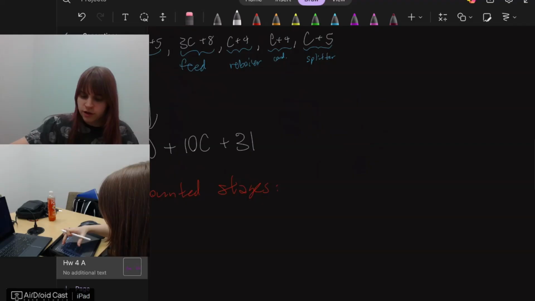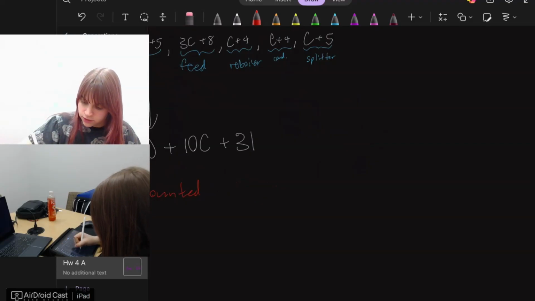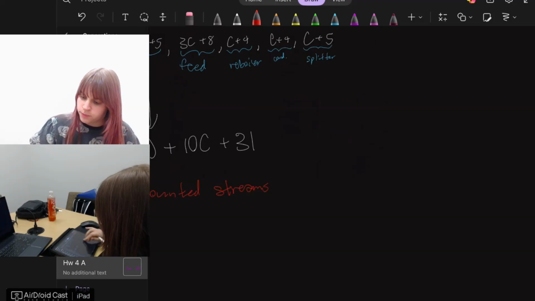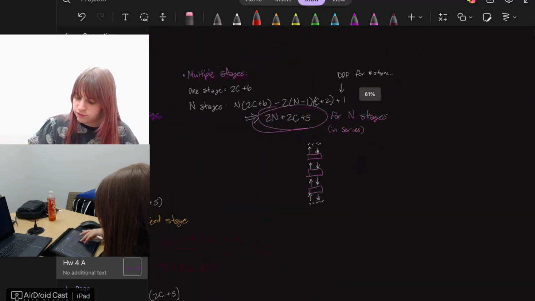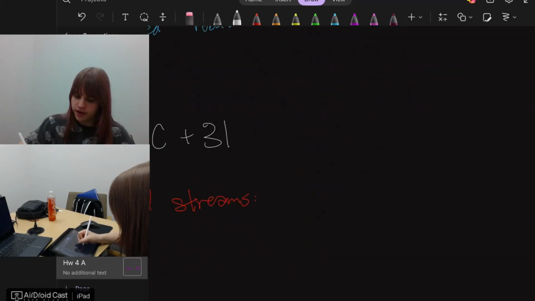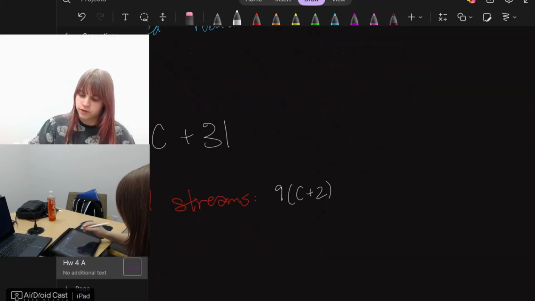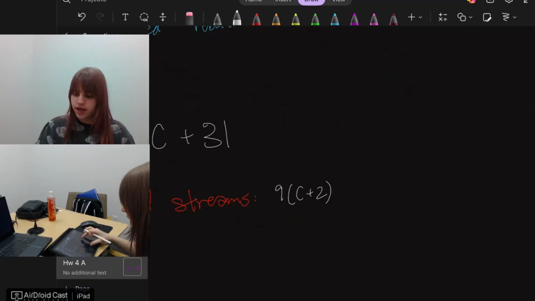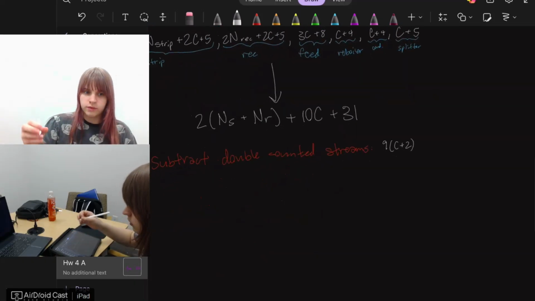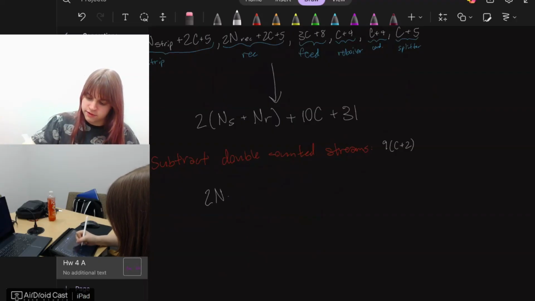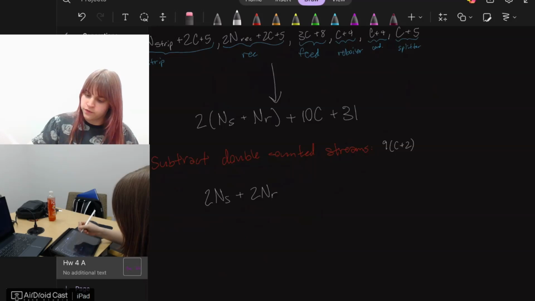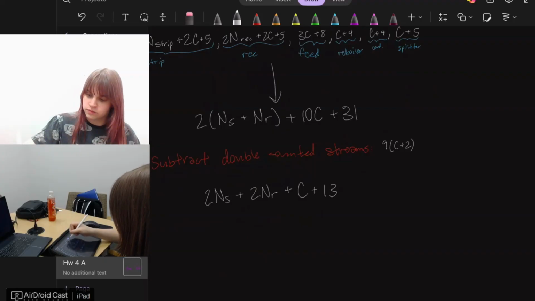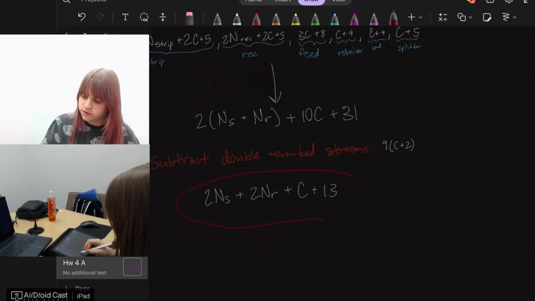Or, sorry, not the double counted stages, the double counted streams. Because we, as you can see, have streams that we're double counting. And that is 9 times C plus 2. So after we subtract 9C and 18, we are left with 2N_S plus 2N_R plus C plus 13. And this is our degrees of freedom for the column overall.